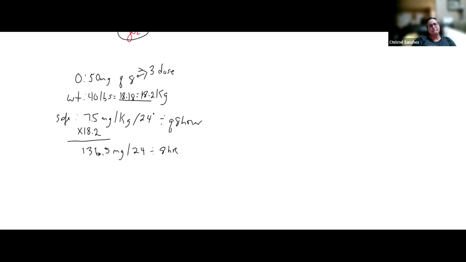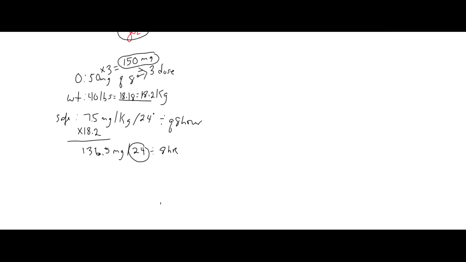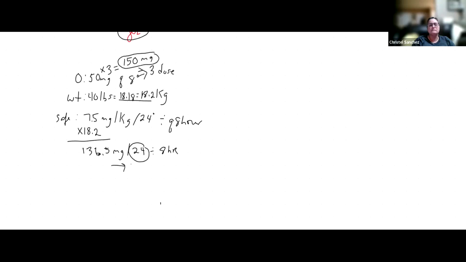There are two different ways you could do this. I'm going to show you how I do it. Since this says in 24 hours, and the patient is getting 3 doses of 50 milligrams, we multiply 3 times 50, which is 150 milligrams. That's how much this patient would get in 24 hours. Is that 136.5? No, it's above it. So is it safe? No.